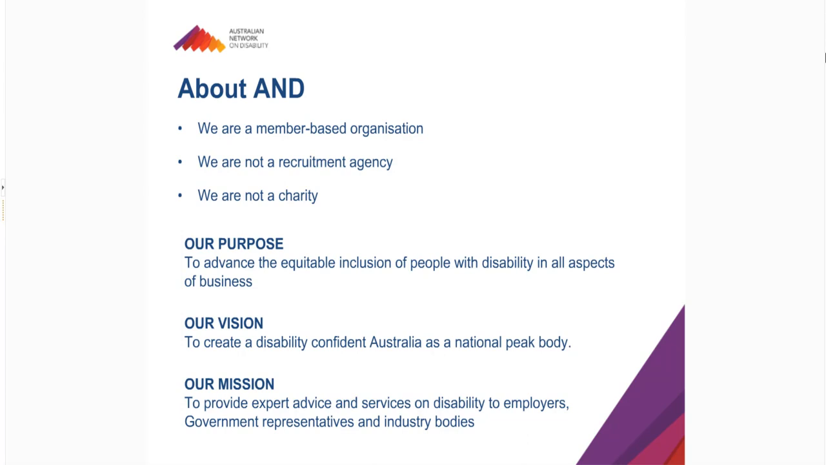So, about the Australian Network on Disability. The Australian Network on Disability, or AND, is a non-profit organization resourced by both public and private sector businesses on a national basis. Our mission is to create a disability confident Australia by providing expert advice and services to our members on disability. We work with businesses across all aspects, including training of staff, HR policies and procedures, and accessibility of products, services, and premises. Our purpose is to advance the equitable inclusion of people with disability in all aspects of business.